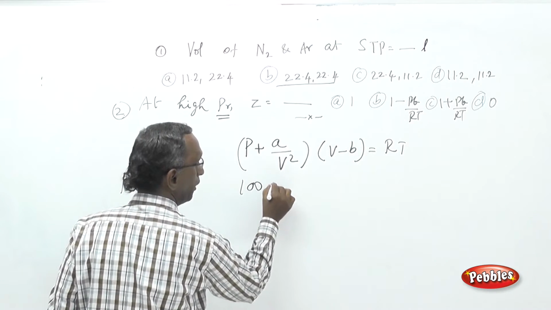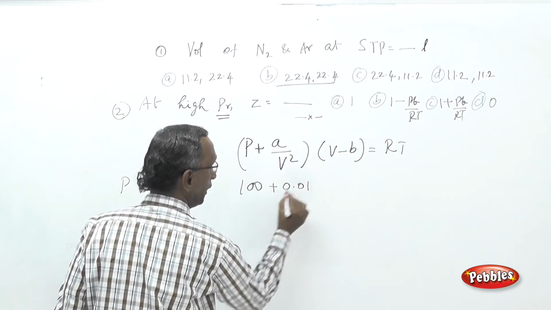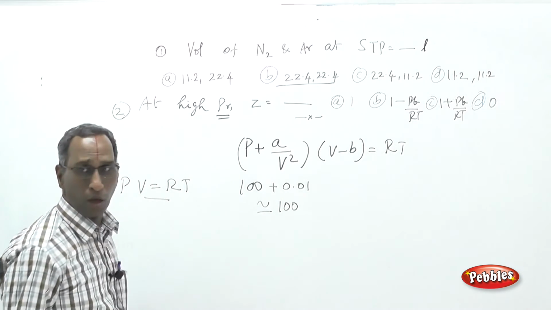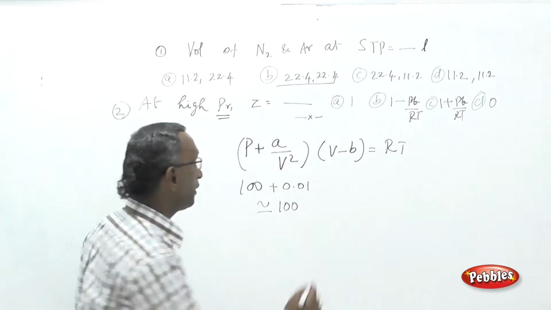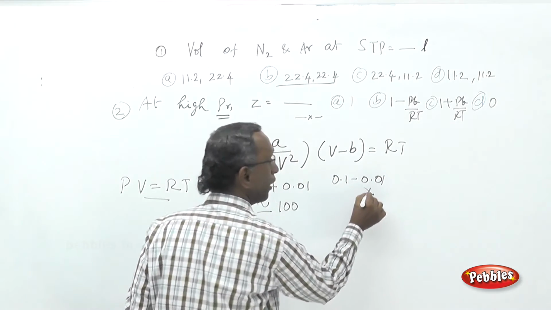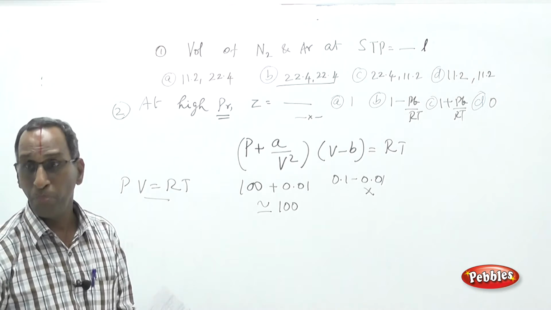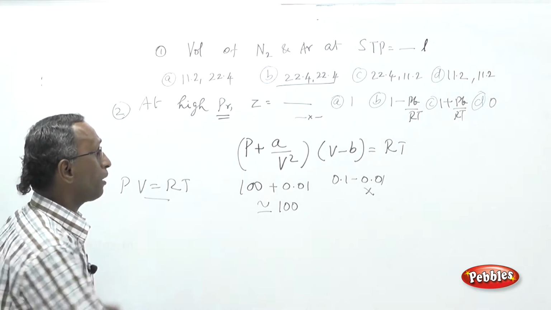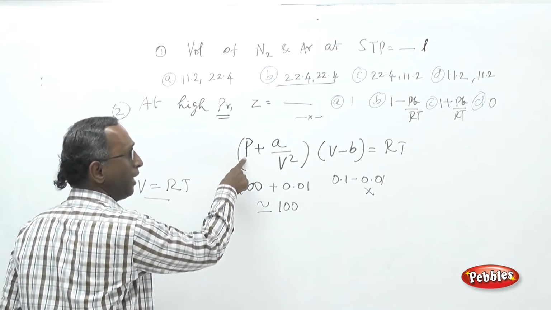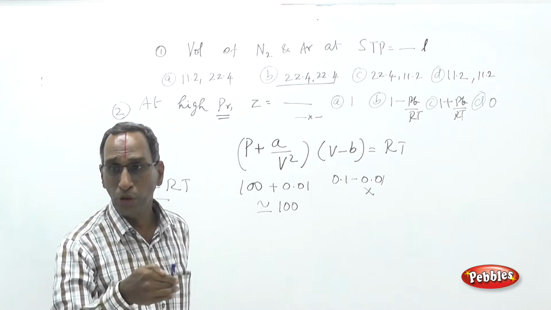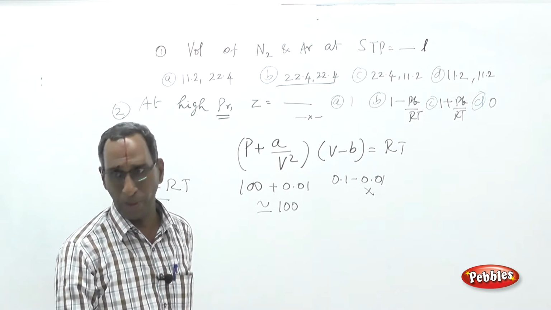Pressure is 100, a by V squared is 0.01. It is almost equal to 100; 100.01 or 100 both mean the same. But here it is 0.1 and 0.01, which means you cannot neglect. Here b cannot be neglected. At high pressure, pressure is very high, so the a by V squared term is negligible compared to pressure.